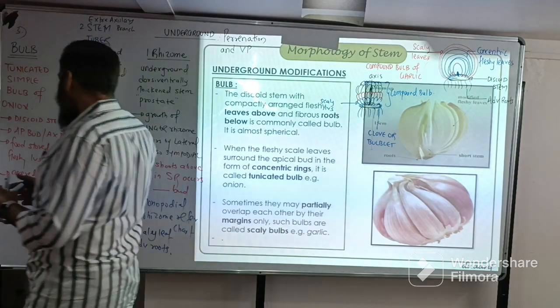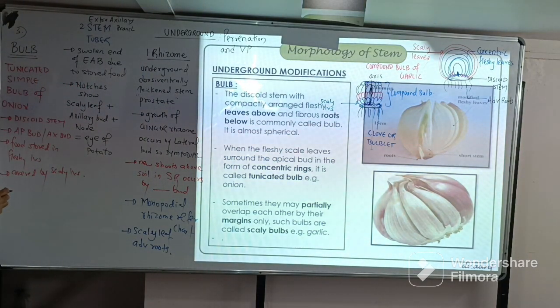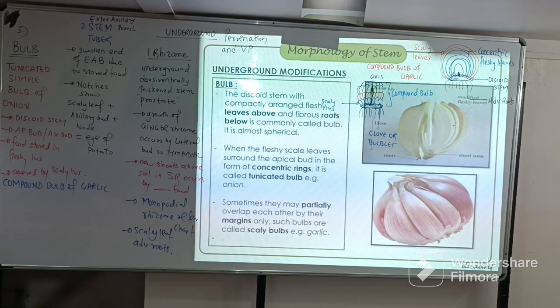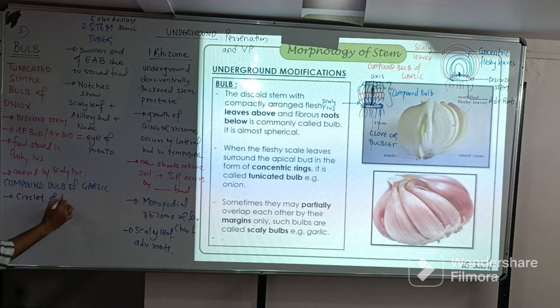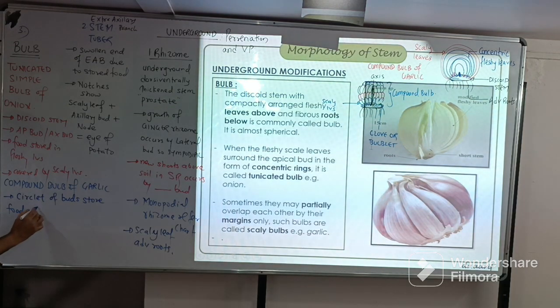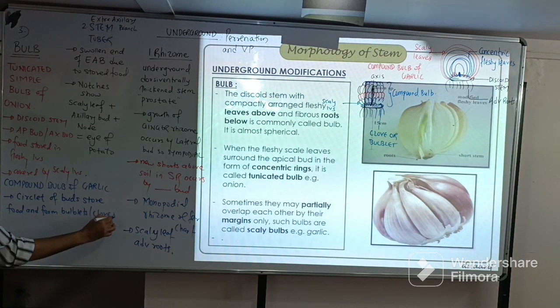Did you get my point, everybody? So right now we covered what? We covered a compound bulb of which plant? Garlic. Same. The discoidal stem and adventitious roots. But now I am having a circlet. You understand a circlet? A circular arrangement of buds which store the food, and they form what? Bulblets, or they are called cloves.